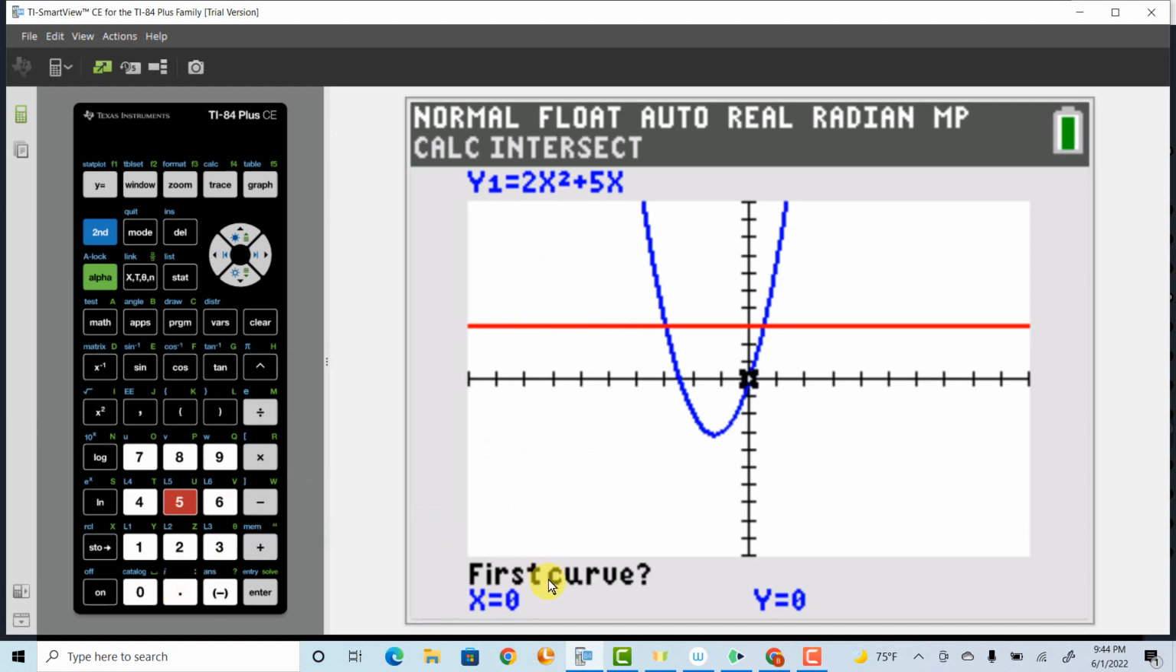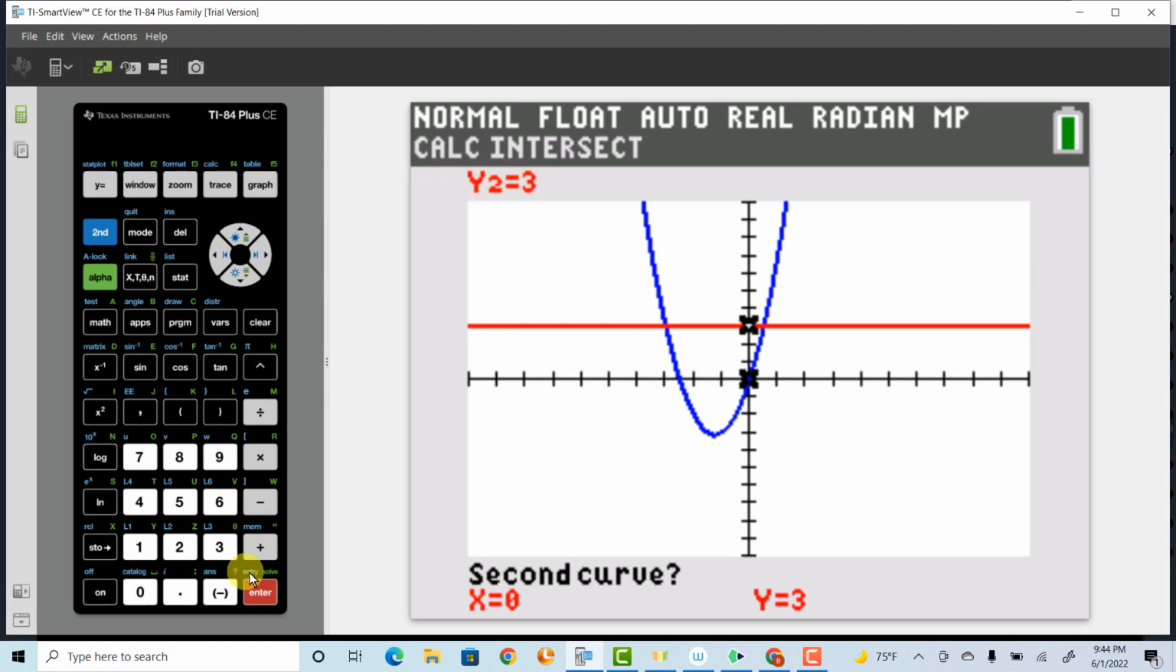And here the calculator wants to know which curve we're talking about. It's going to default, and you can see what it defaults to up here, right? It's going to default to my y1, and that's okay. I'm going to press enter. And then it wants to know the second curve. Well, it automatically changed it to y2 for us. So that's fine. I'll press enter.